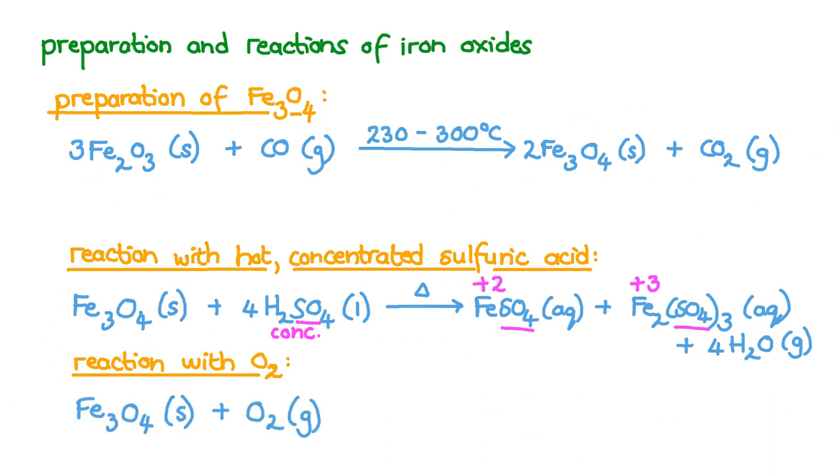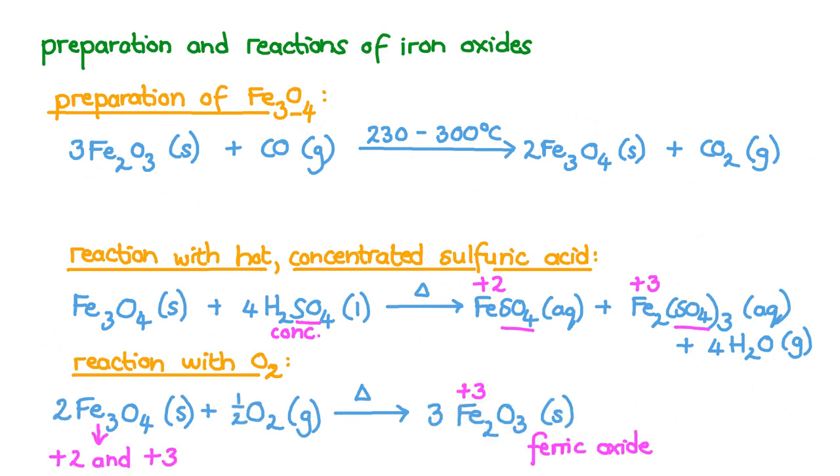Let's look at the last reaction. When the iron 2,3 oxide reacts with oxygen, and the system is heated, ferric oxide is formed. Notice that the iron ions that were in the 3+ state remain in the 3+ state. But oxygen gas causes the oxidation of those iron ions in the 2+ state to a 3+ state, so all the iron ends up in a 3+ state.